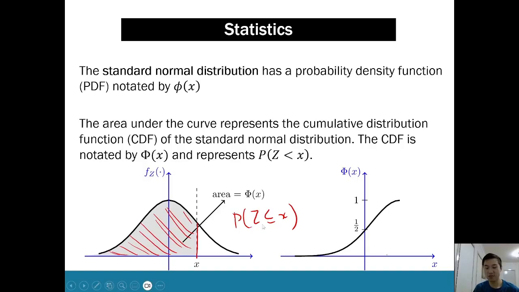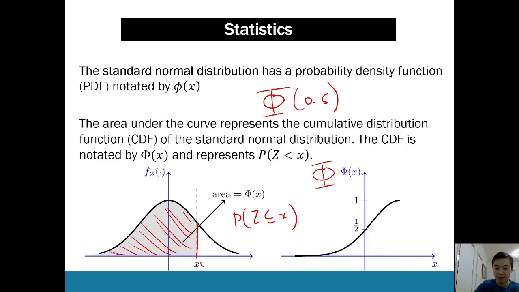The area can be represented using the cumulative distribution function. That will represent the area under the curve, from the left all the way up to x. And we use the capital letter phi to represent that cumulative distribution function. So if I plug in 0.5 into the cumulative distribution function of the standard normal distribution, that tells me the area underneath the probability density function all the way up to 0.5.